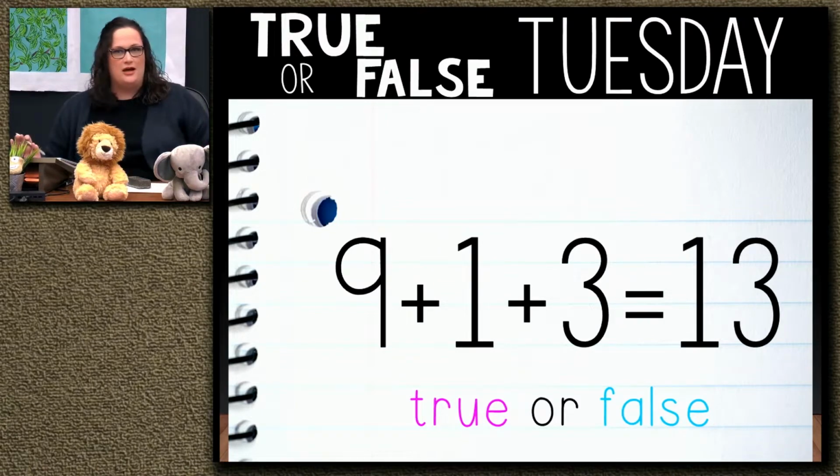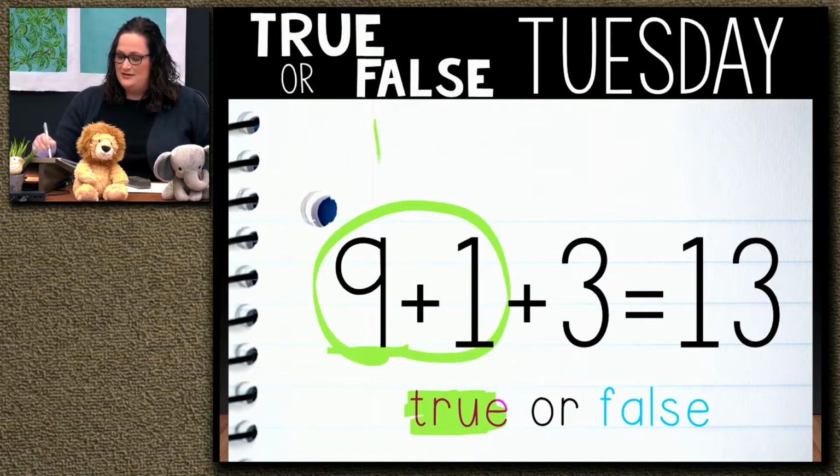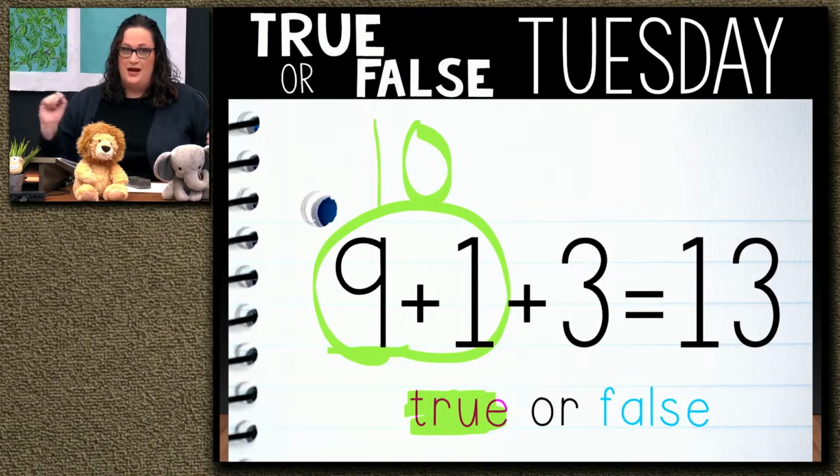This is what we've been working on. We've been working on adding 3-digit numbers. Okay, is this true or false? It's true. If I have 9 and 1 more, that gives me a 10. And I know 10 and 3 is 13.